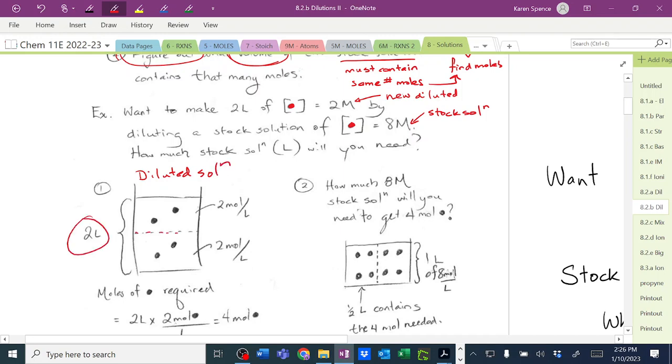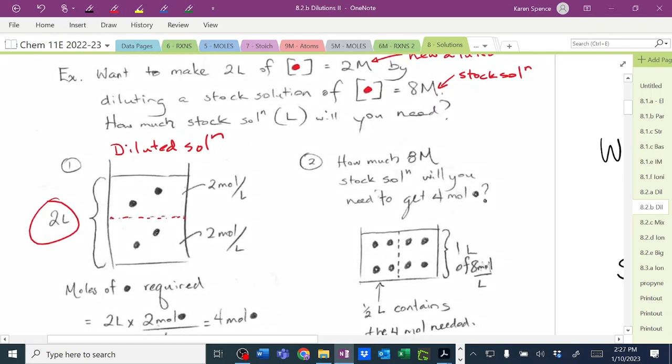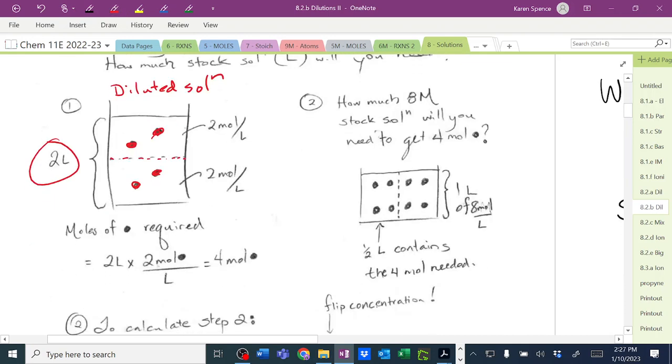So here we have 1 liter and 2 liters. And we want each of those liters to contain 2 moles. Okay, so 1, 2, 3, 4, you can see we have 4 moles. You can do the math for that. 2 liters times 2 moles per liter gives us 4 moles.